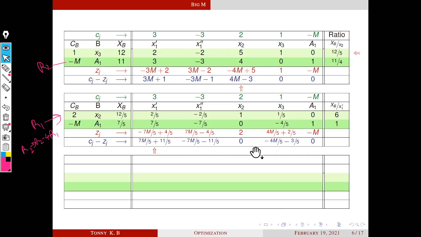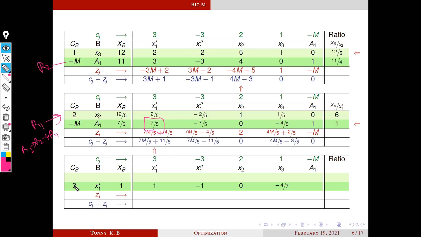So in this case, these are the ratios, and A1 is the leaving variable. Okay, so in the next iteration we are going to replace this. This is our pivot element. In the next iteration we are going to replace this A1 by x1 dash, and the corresponding cost becomes 3. Okay, that is a change.